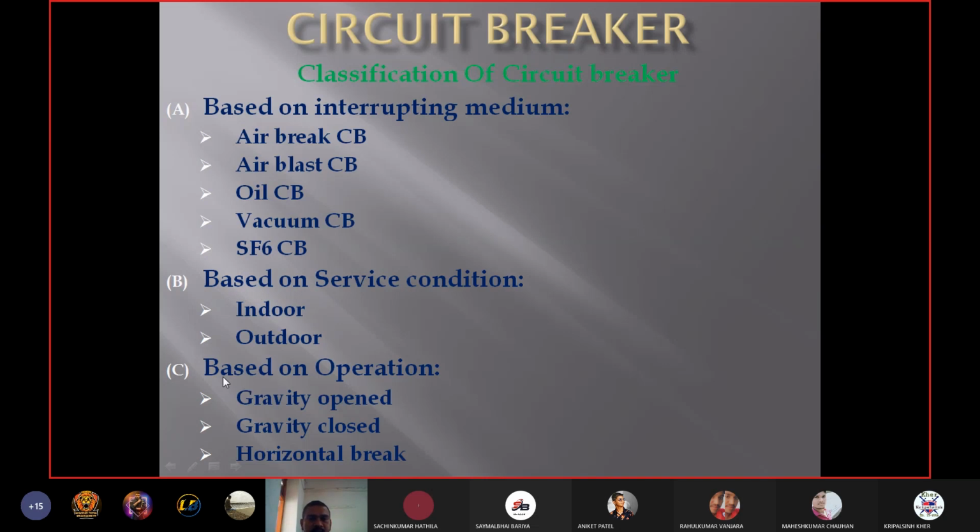Next classification is based on operation. Okay, in which type of operation occurs in the circuit breaker. It is a gravity opened type operation or gravity closed type operation. Another operation is the horizontal brake type operation. So on the basis of operation, how the circuit breaker operates: it is gravity opened, gravity closed, and horizontal brake type operation.